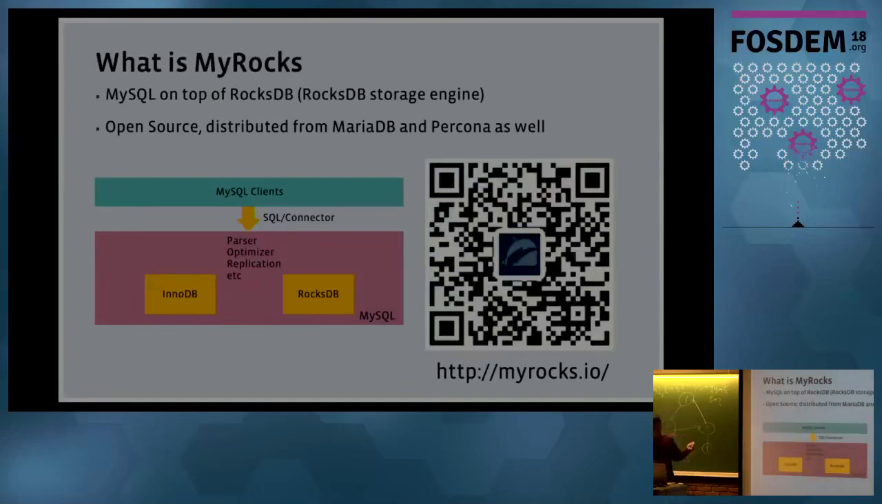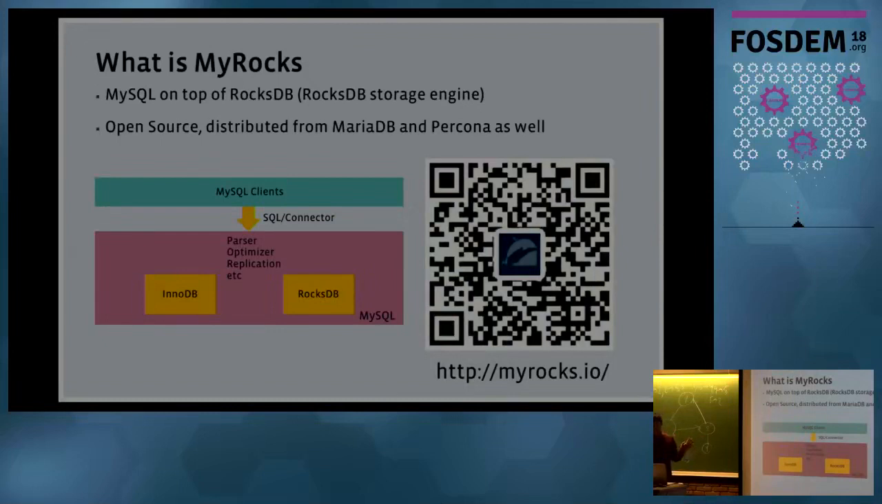So what is MyRocks? MyRocks is MySQL on top of RocksDB. RocksDB is a key value store, an LSM, or log structured merge database, originally created by Google, named LevelDB. LevelDB was originally created for lightweight, embedded applications. Facebook was pretty much impressed with LevelDB and we wanted to use it on the server side. So we forked from LevelDB and added many features to run on backends, like multi-threaded background operations. MyRocks is basically using RocksDB as a storage engine.